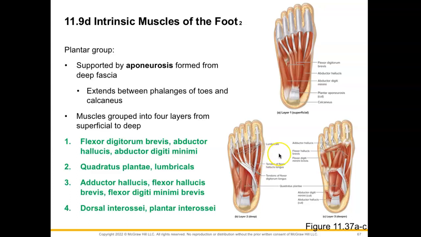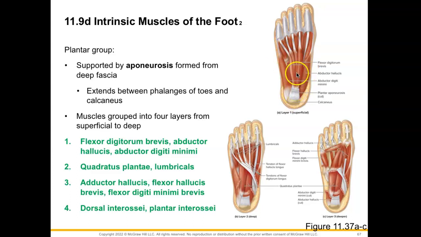Now the plantar group is going to belong to the plantar surface of the foot. So the surface of your foot that is touching the floor, that is where that is. And it's going to be supported by an aponeurosis that is formed by deep fascia. We are going to talk more about this in a clinical view in just a bit, but that aponeurosis extends between your phalanges of the toes and the calcaneus. So it has been cut here. It is called the plantar aponeurosis, but like I said, we'll take another view at this soon.